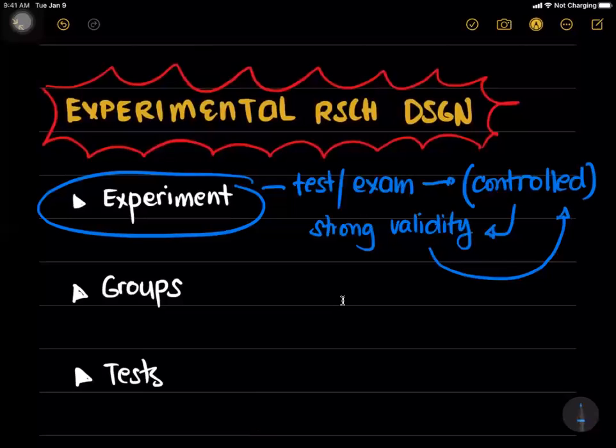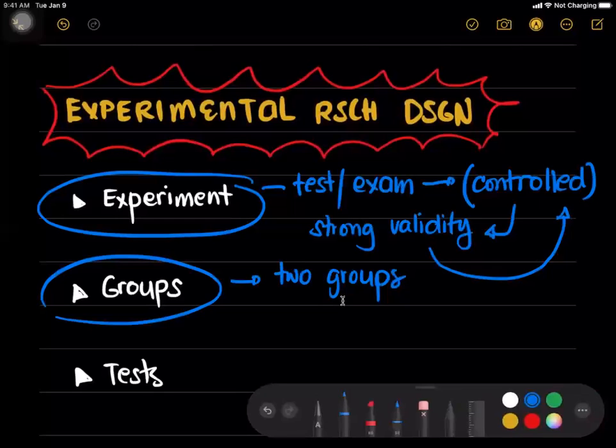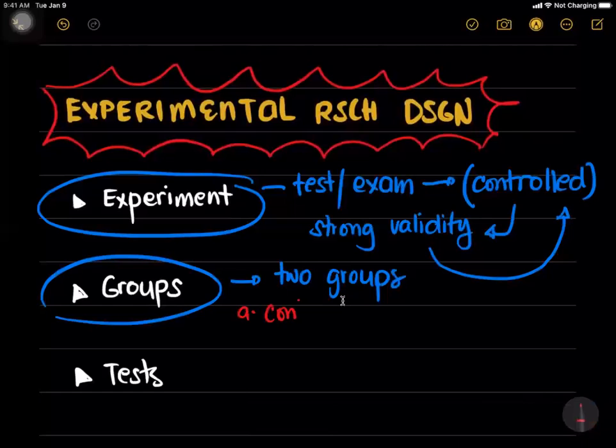Now, another characteristic of your experimental research design is the presence of groups. And what is this? The very basic and minimum requirement for a research to be identified as an experiment is the presence of groups. And usually, you have two groups. And what are these two groups? Let me just highlight this. The two groups here are your control group and your treatment group.